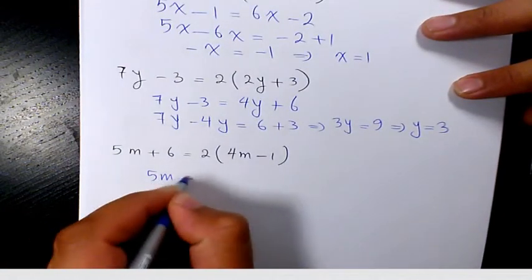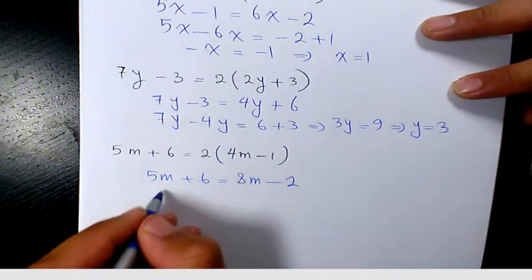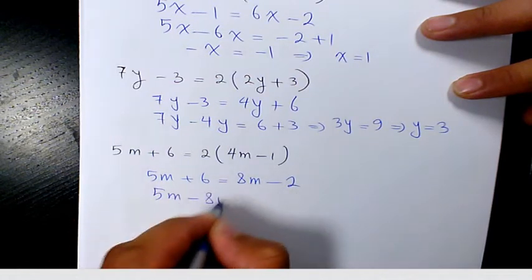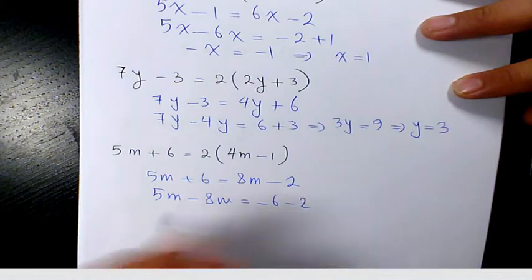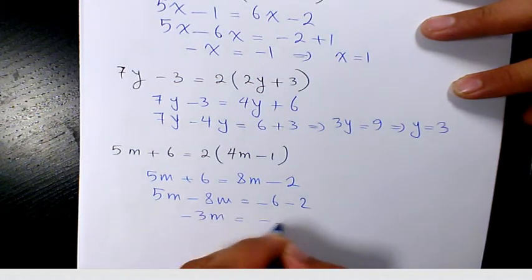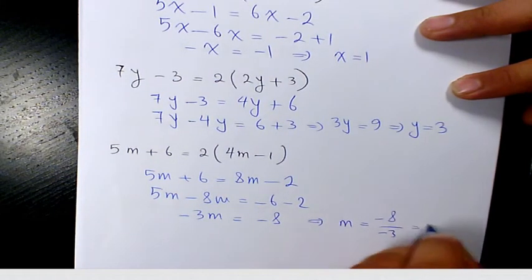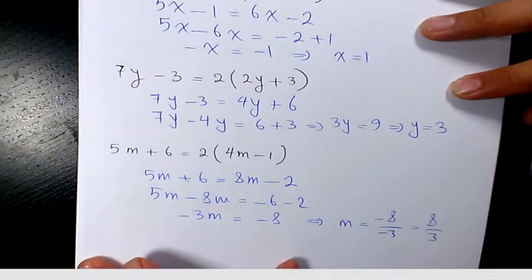5m plus 6 equals 2 times 4m, 8m minus 2 times 1, 2. 5m minus 8m equals negative 6, negative 2. 5m minus 8m is negative 3m, negative 6 and negative 2 is going to be negative 8. So m will be negative 8 divided by negative 3, which is 8 divided by 3. So m is 8 divided by 3.